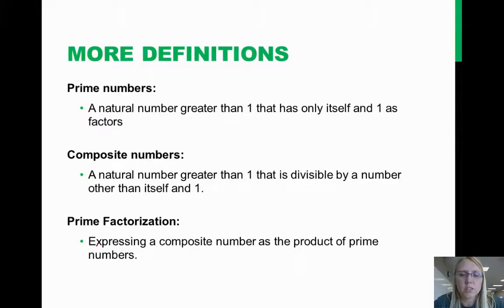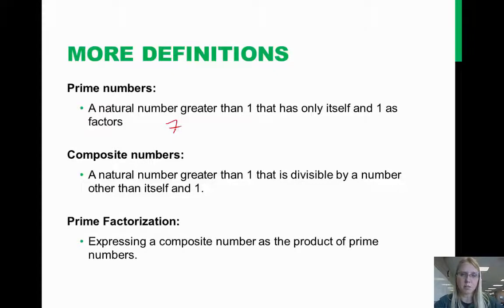Here's some more definitions that you need to know. Prime numbers. What is a prime number? It is a natural number greater than 1 that has only itself and 1 as factors. An example of this would be the number 7. Nothing goes into the number 7 except for 7 itself and the number 1. So 7 is a prime number.